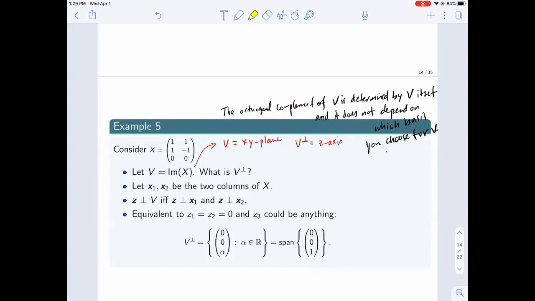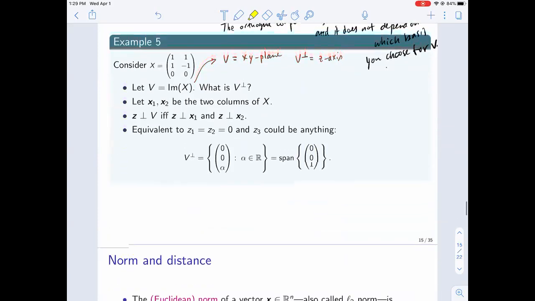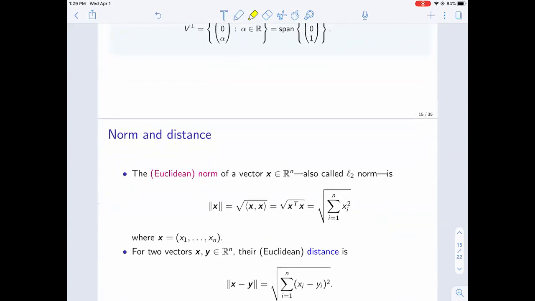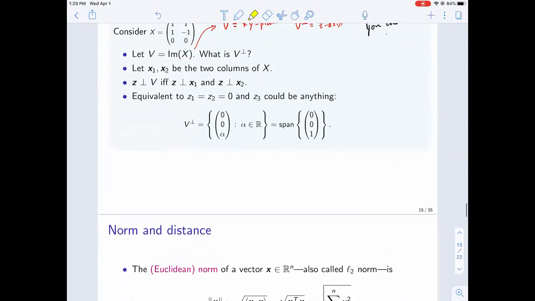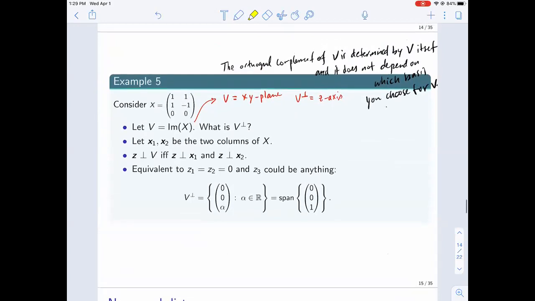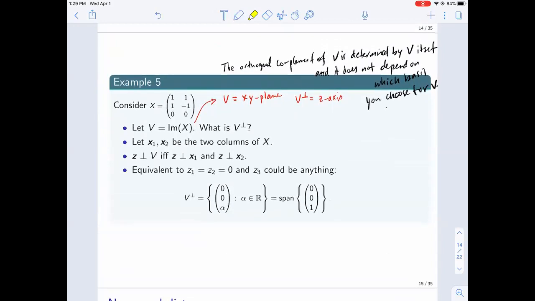Questions? So that's the orthogonal complement. Let's see if there's any questions. Can you move a little bit? A little bit what? A little bit up to see your notes. You just write down. Okay. Questions?